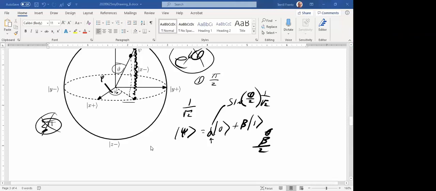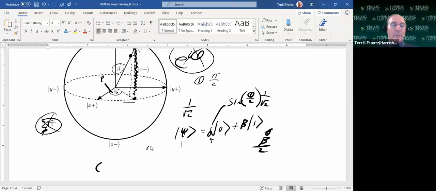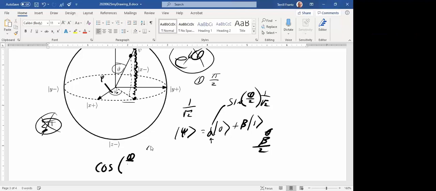So when you introduce the psi equals alpha times zero cat plus beta times the one cat, then you put that in terms of theta. It was the cosine of theta over two. I should have started with that. So if you're on the equator, theta is equal to 90 degrees, but it's the cosine of 45 degrees that actually describes the amplitude.